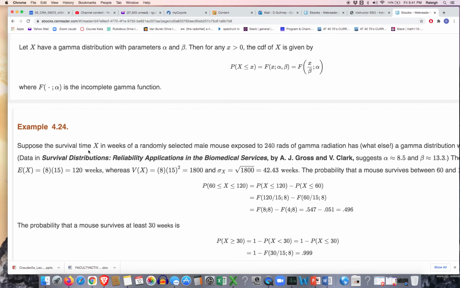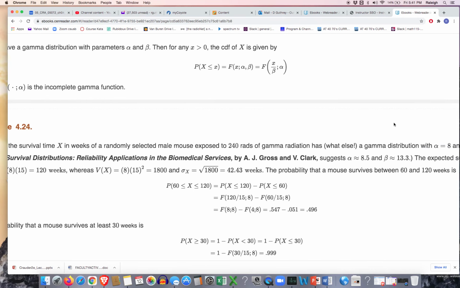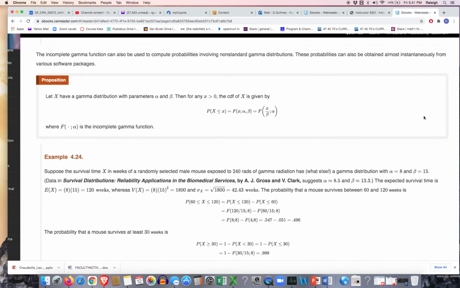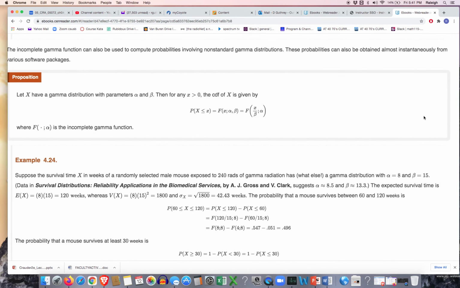We have the survival time x in weeks, and a randomly selected male mouse exposed to 250 rads of gamma radiation has, what else? A gamma distribution. Amazing. How did that happen? Okay, well, alpha is 8 and beta is 15. So if I squeeze this down so we can read the whole thing. And there's the source you could check, and they suggest that actually the data suggests it is pretty close, 8.5, but the beta was a little bit off, but we'll just use what we have.